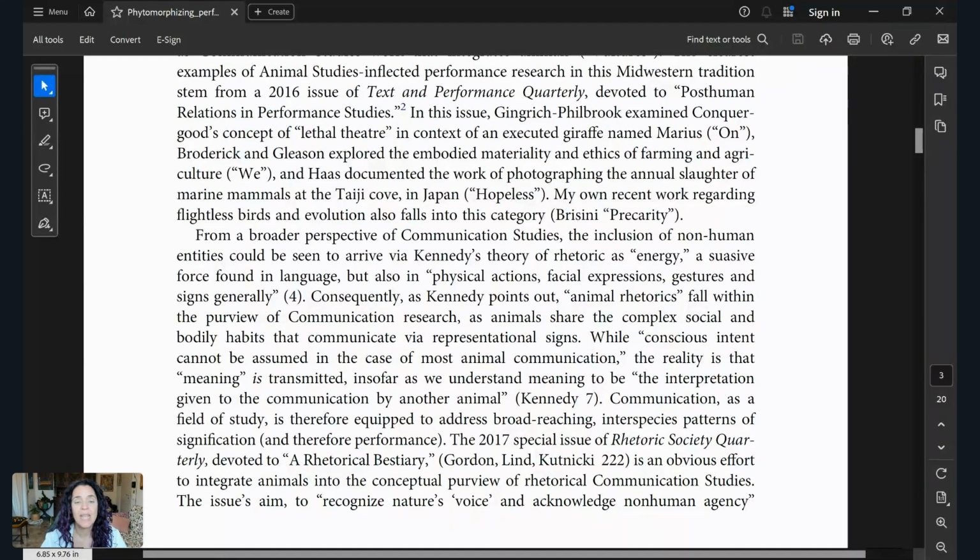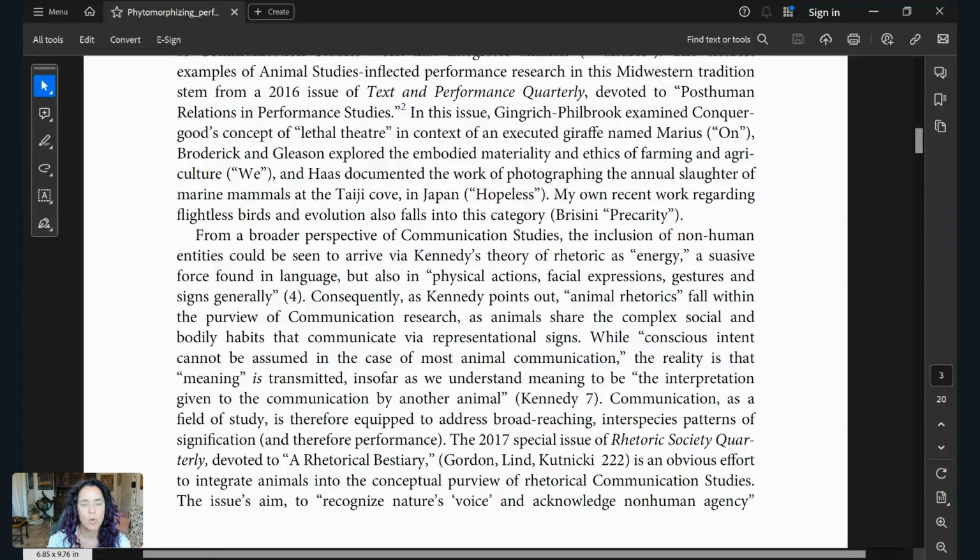I didn't. In this issue, Gingrich Philbrook examined Conquergood's concept of lethal theater in the context of an executed giraffe named Marius. Oh my God, I'm going to reread that sentence because I got caught. In this issue, Gingrich Philbrook examined Conquergood's concept of lethal theater in the context of an executed giraffe named Marius.